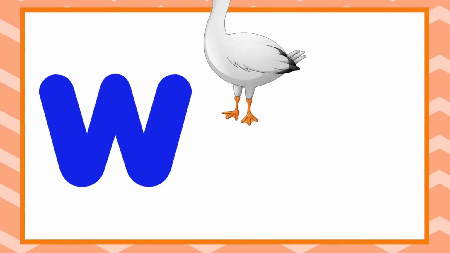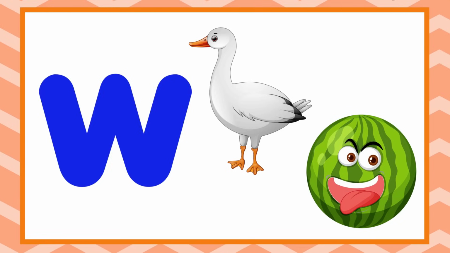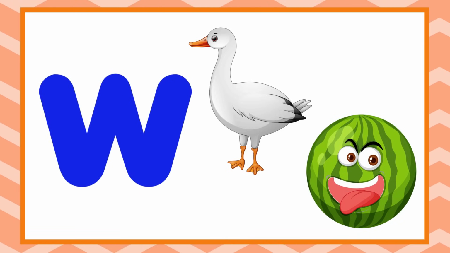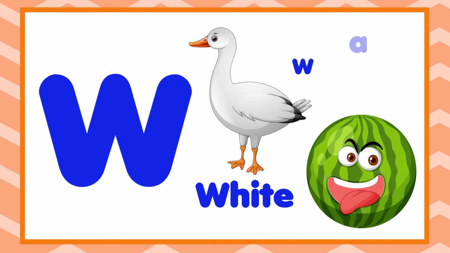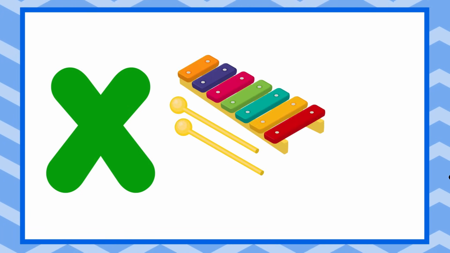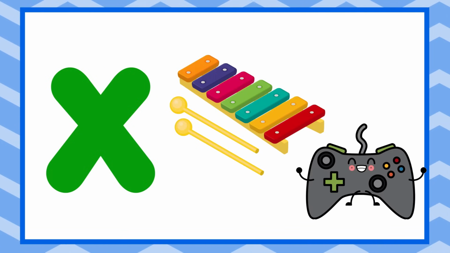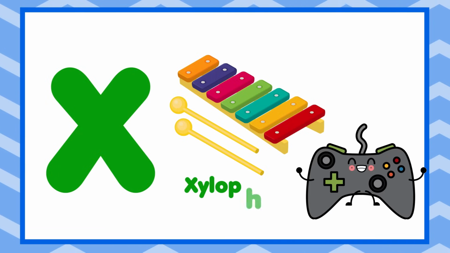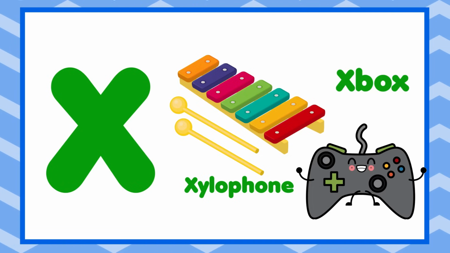W is for white. W, w, white. W is for watermelon. W, w, watermelon. W is for w, w, w, w, white. W is for w, w, w, w, watermelon. X is for xylophone. X, x, xylophone. X is for Xbox. X, X, Xbox. X is for x, x, x, x, xylophone. X is for X, X, X, X, Xbox.